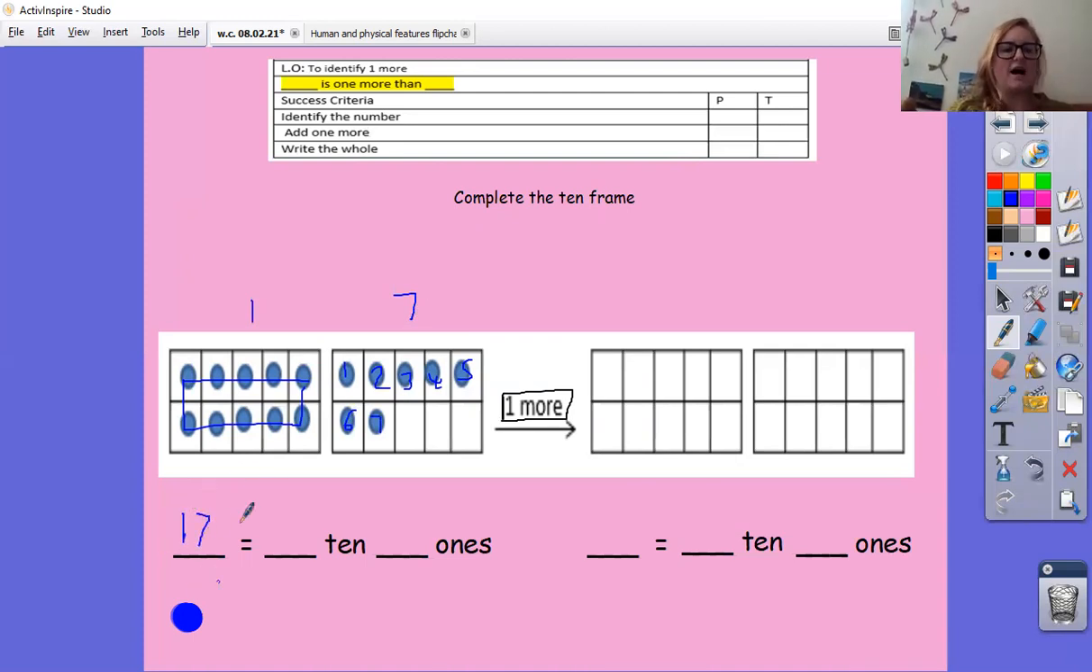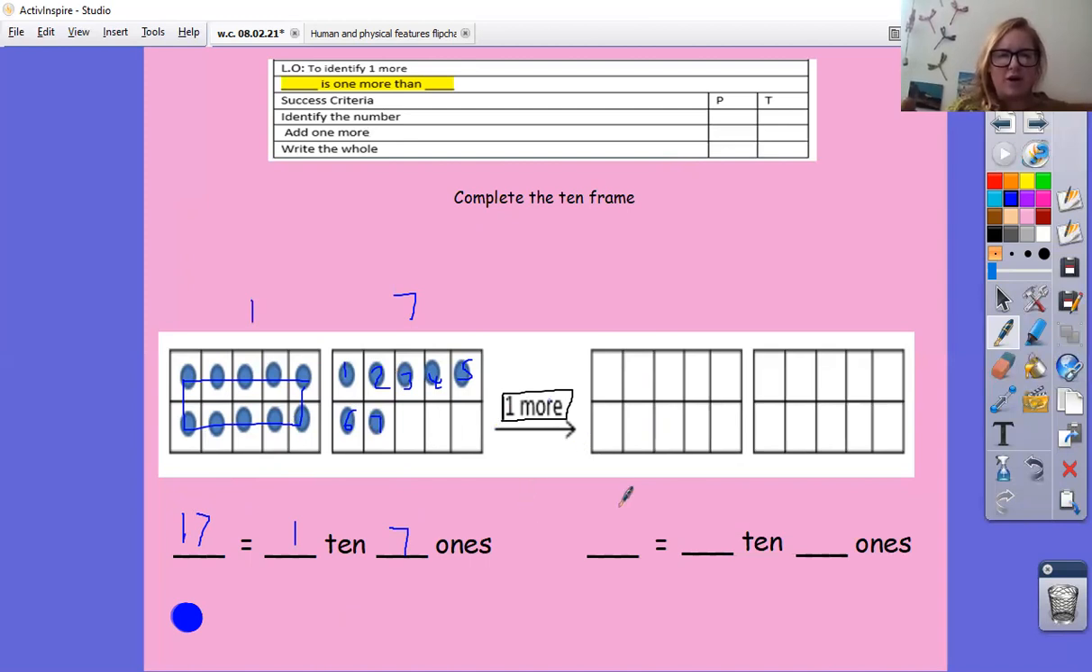My whole is 17. Fantastic. 17 equals 1 ten, which is here because it's one complete tens frame, and 7 ones. So I've got 7 individual counters in this tens frame. I know this is my ones because it is incomplete. Fantastic. Okay. And now I want to show it as one more.